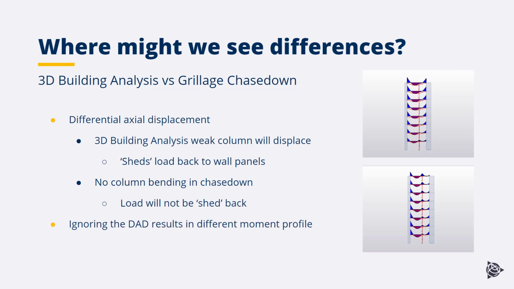In the second model, we saw the effect of weak column members relative to the stiff wall panels during the 3D building analysis, and due to the ability of the weak columns to displace, we saw that these can then shed load back to the wall panels. Preventing these displacements in the columns will allow the column to support the beam as expected, and leads to hogging moments in sections of the beams supported by the columns, as we would expect from a gravity-only analysis.